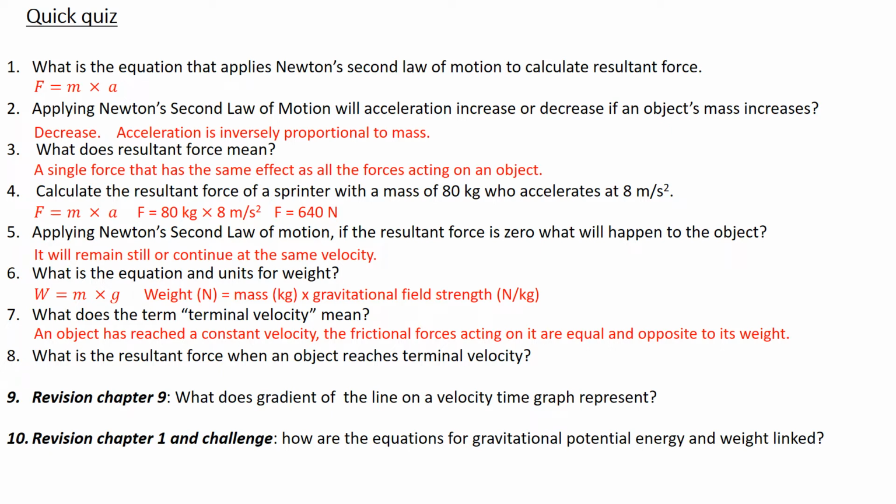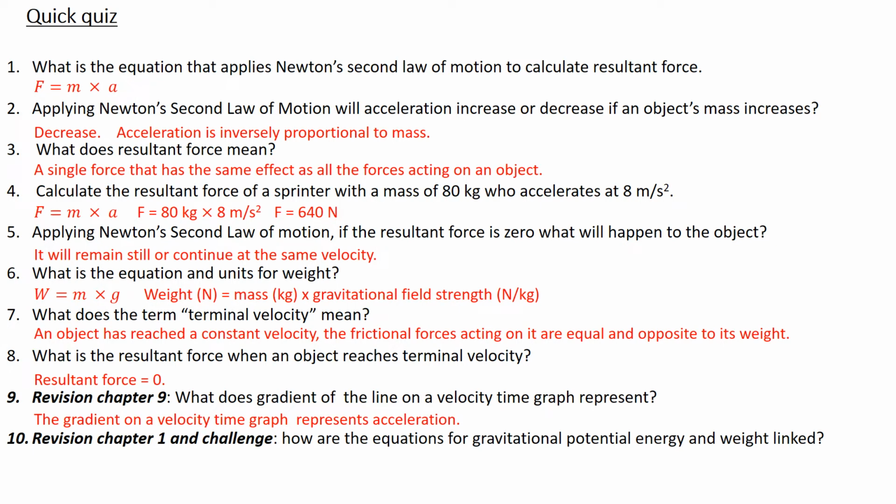So number 8, what is the resultant force when an object reaches its terminal velocity? Resultant force is 0. Interesting fact. And a bit of revision for chapter 9. What does the gradient of a line on a velocity time graph represent? It represents acceleration. And revision for chapter 1, and a bit of a challenge for those of you who are up for an exciting bit of physics.